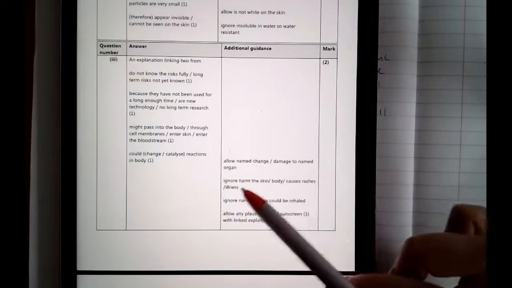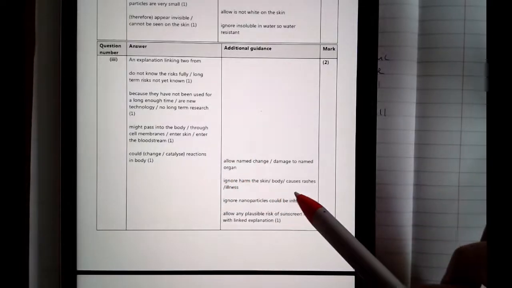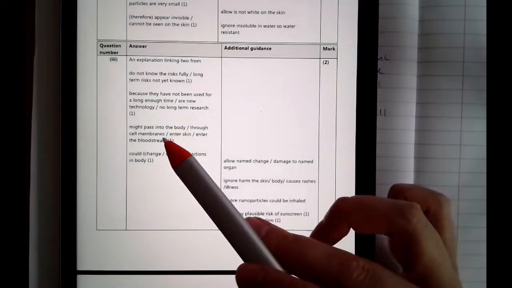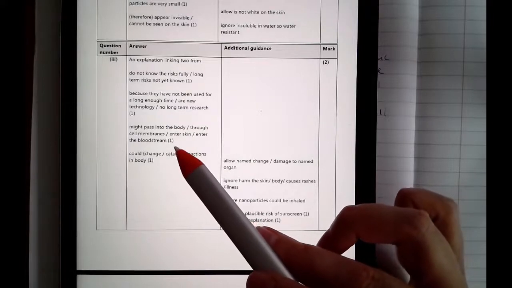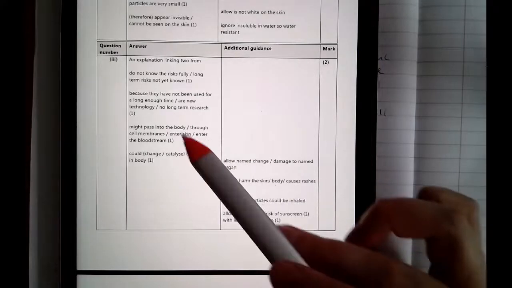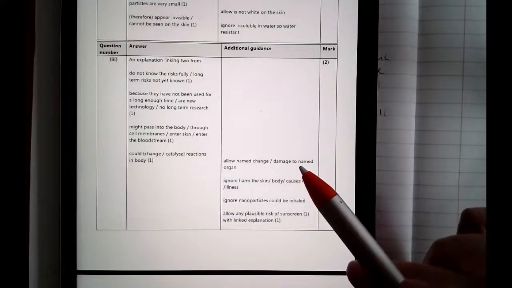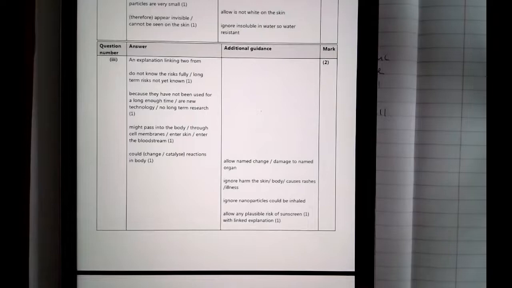It says here, ignore harm the skin, body, cause rashes, illnesses. They're not linked to doing that. They are obviously tested on the skin, and they're not linked to causing rashes or illness. The dangers are that they pass inside, and they're doing kind of things that we're not aware of.